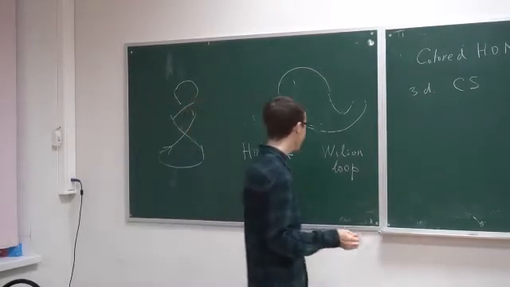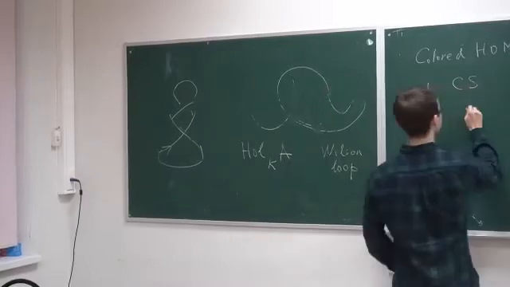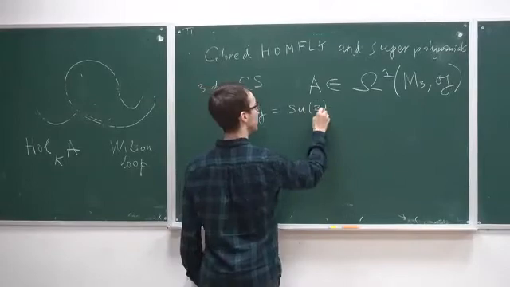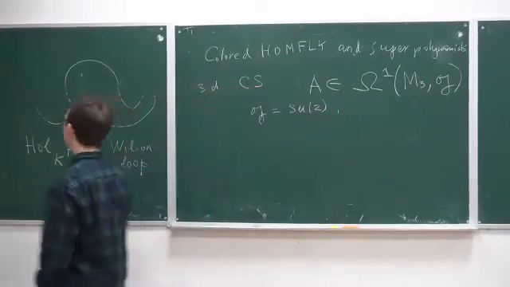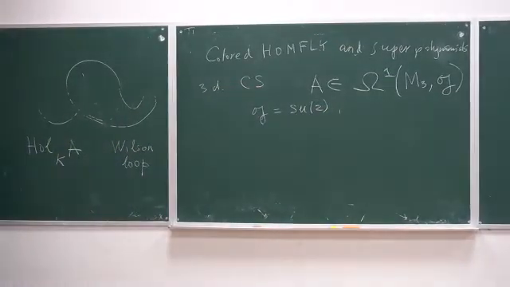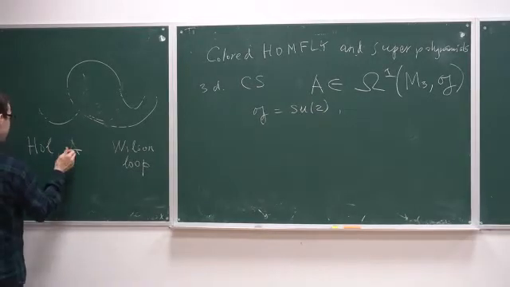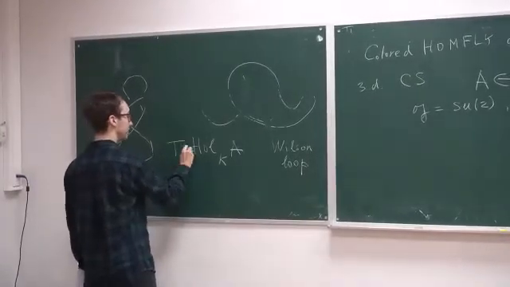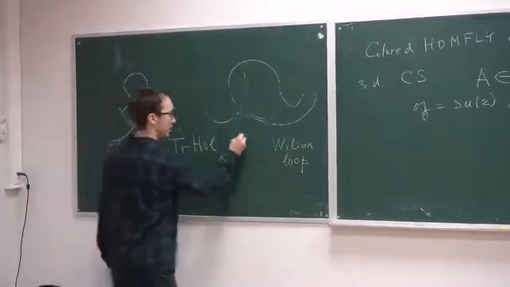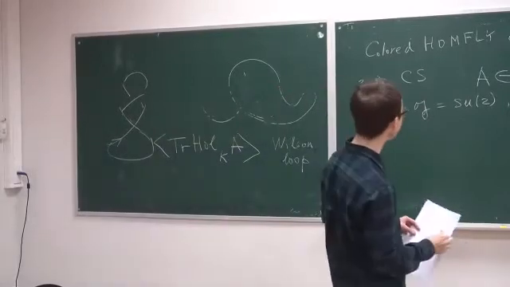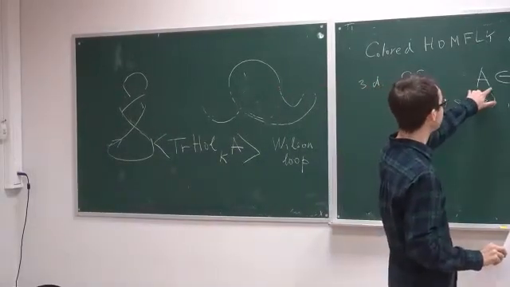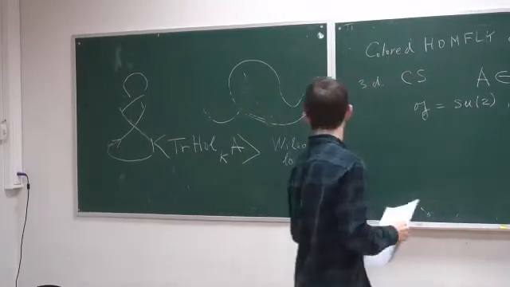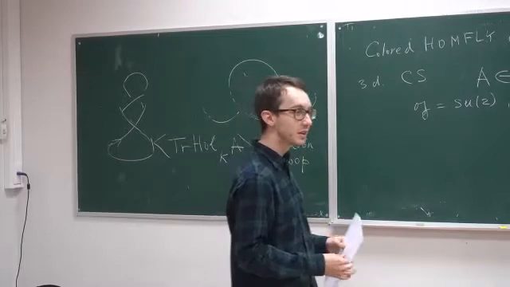In particular, if we take the algebra G equal to sl2, and I forgot to say that we should choose a representation in which we take the holonomy and take the trace. Then we take the average over all equivalence classes of connections. So this is the physical definition.